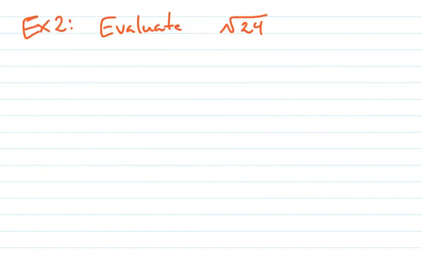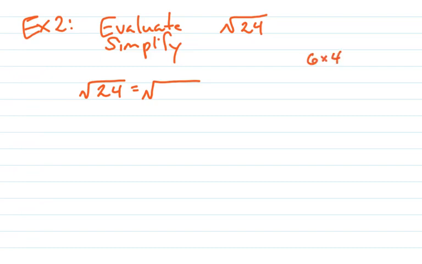In example 2, we want to simplify, not evaluate, the square root of 24. I want to use that product rule that we just learned, break this apart, and see what we can do. So I have the square root of 24 here. Well, I could break that apart into a bunch of different factors of 24. There's 6 times 4, there's 8 times 3, 1 times 24, 2 times 12.